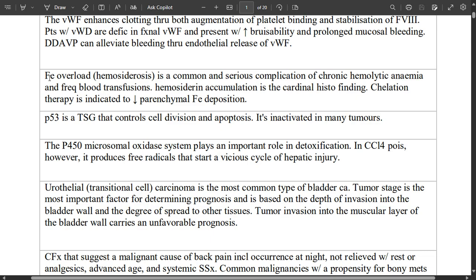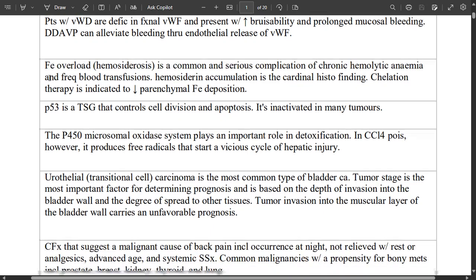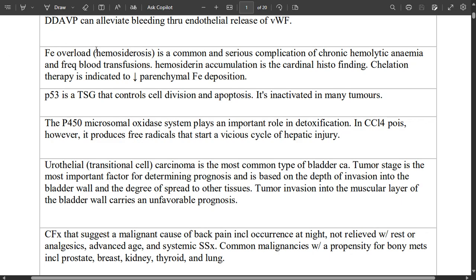So to decrease the amount of iron precipitation into the tissues, there are some chelating agents, which I hope you know. I forgot some of the names. So chelating agents can be used to decrease the parenchymal iron deposition in the tissues, thus decreasing the complications of hemosiderosis. Also, it is important to note that hemosiderosis is one of the causes of liver cirrhosis as well.